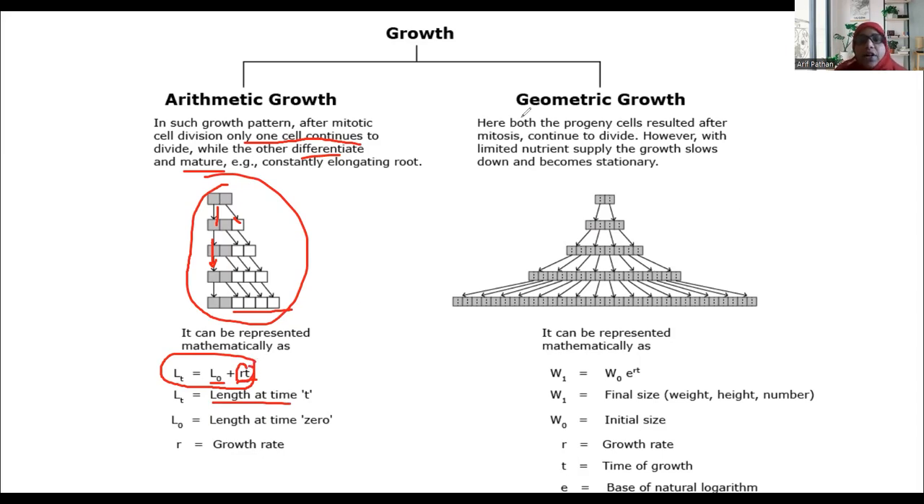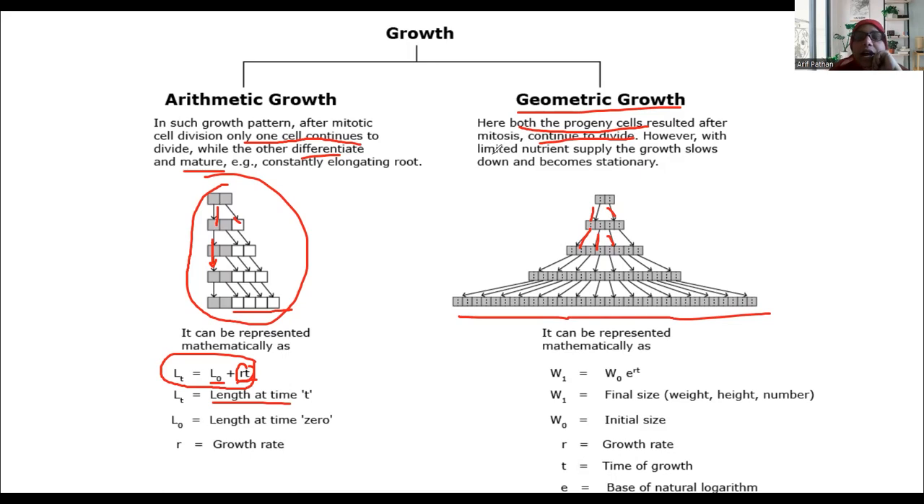And in geometric growth, you see both the progeny cells resulting after the mitosis will continue to divide. So both the progeny, all the cells that are there, will divide. Can you see the rapid number of daughter cells that you get when both the daughter cells are dividing?